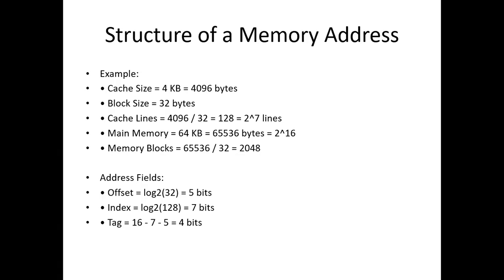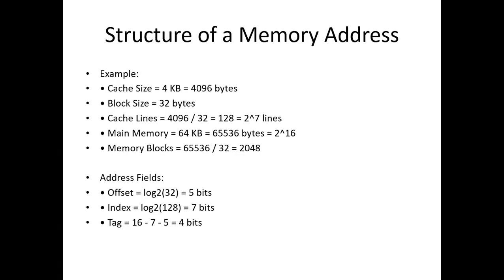So the index will contain 7 bits, and we use it to select a cache line. Then finally, because the memory address is made up of tag, index, and offset, we can simply subtract the index and offset from the 16 bits of the memory address, and that will give us the tag bits. So that will be 16 minus 7 minus 5, which is equal to 4 bits, and we use the tag bits to identify the block.